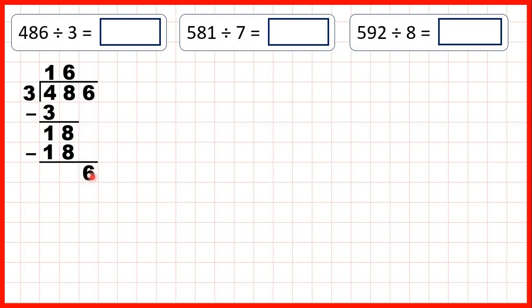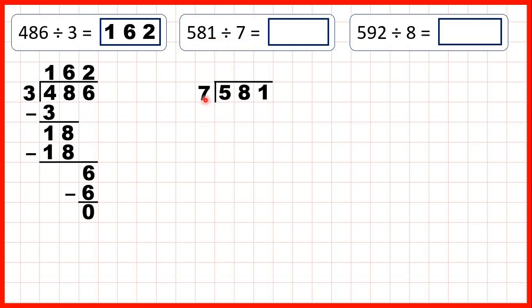So now that we've brought down the last digit, we can just divide 6 by 3, and we know that's 2, so we can write 2 in our answer. But to make it clear that we don't have any remainder, we can still subtract to get 0. So this 0 here tells us that we don't have a remainder, so our answer is up here. Our answer is 162.